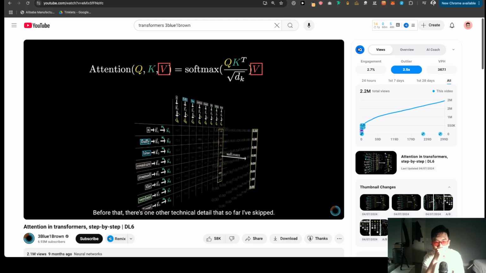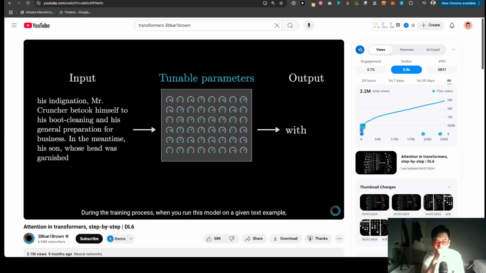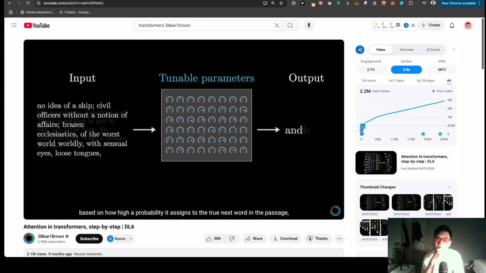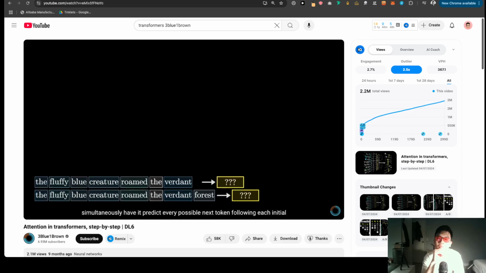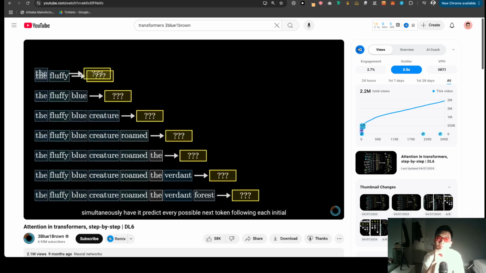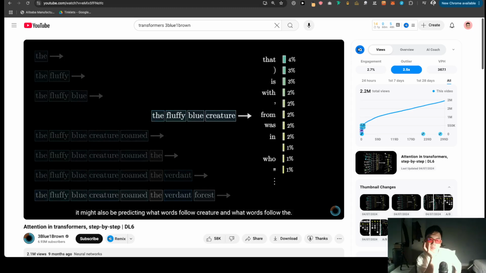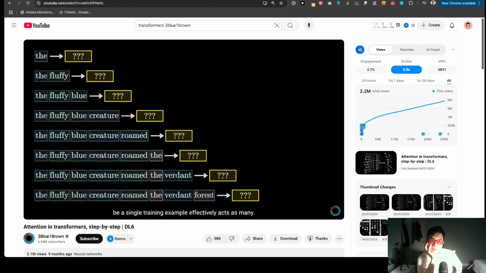Before that, there's one other technical detail that so far I've skipped. During the training process, when you run this model on a given text example, and all of the weights are slightly adjusted and tuned to either reward or punish it based on how high a probability it assigns to the true next word in the passage, it turns out to make the whole training process a lot more efficient if you simultaneously have it predict every possible next token following each initial subsequence of tokens in this passage. For example, with the phrase that we've been focusing on, it might also be predicting what words follow creature and what words follow the. This is really nice because it means what would otherwise be a single training example effectively acts as many.